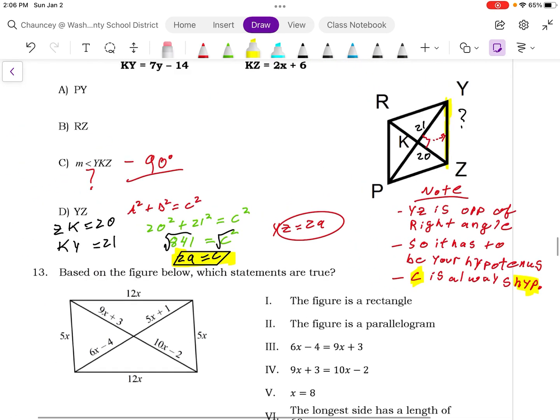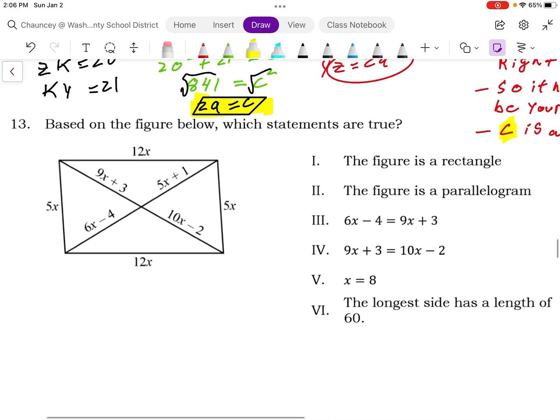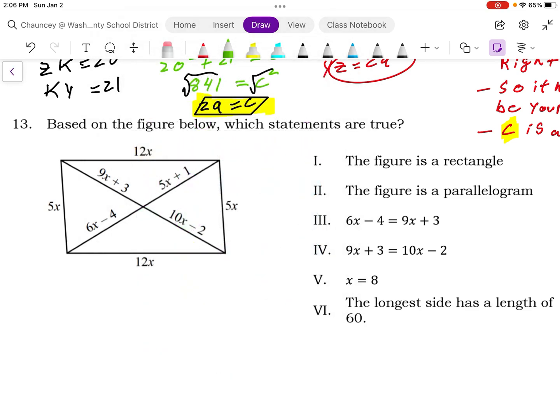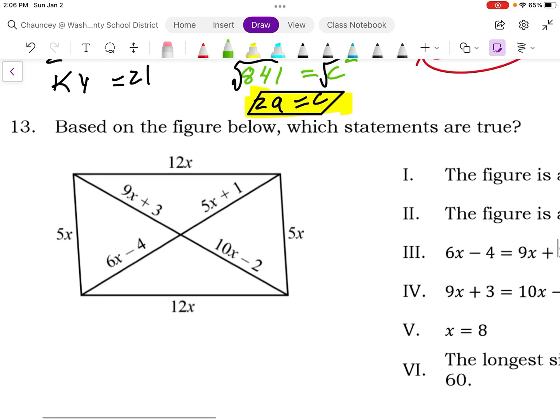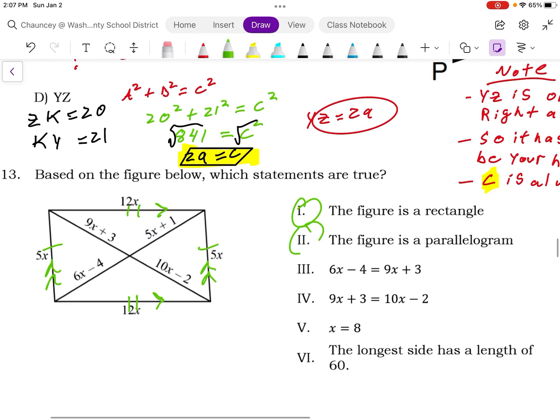All right, cool. I think we only got one more here. Yep. All right, based on the figure below, which statements are true? Okay, so let's go through this. Is the figure a rectangle? Well, indeed it is, because that is congruent to that, and that is congruent to that. So by definition of a rectangle, we could say, yeah, that works. Okay, is the figure a parallelogram? Well, indeed it is. That side is parallel to that, and that side is parallel to that. So that works as well.